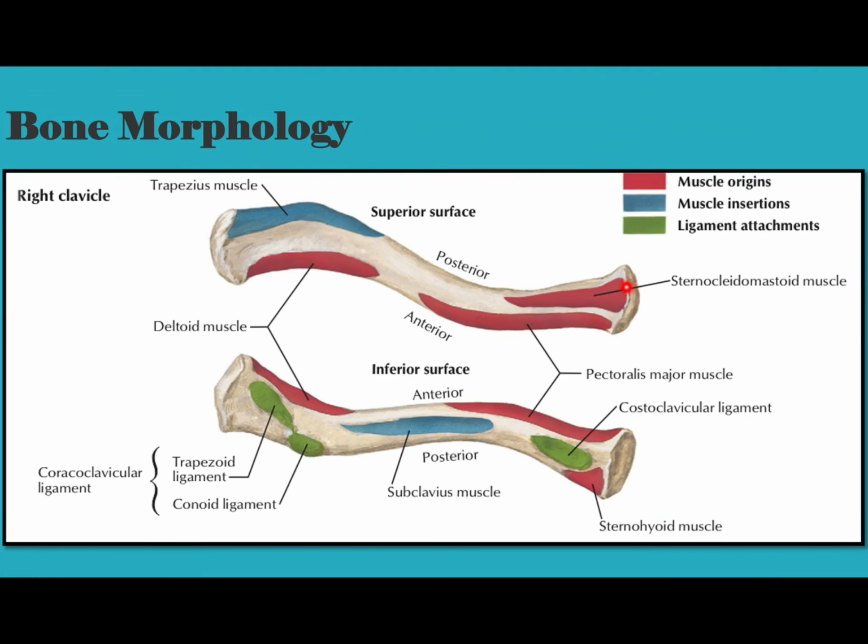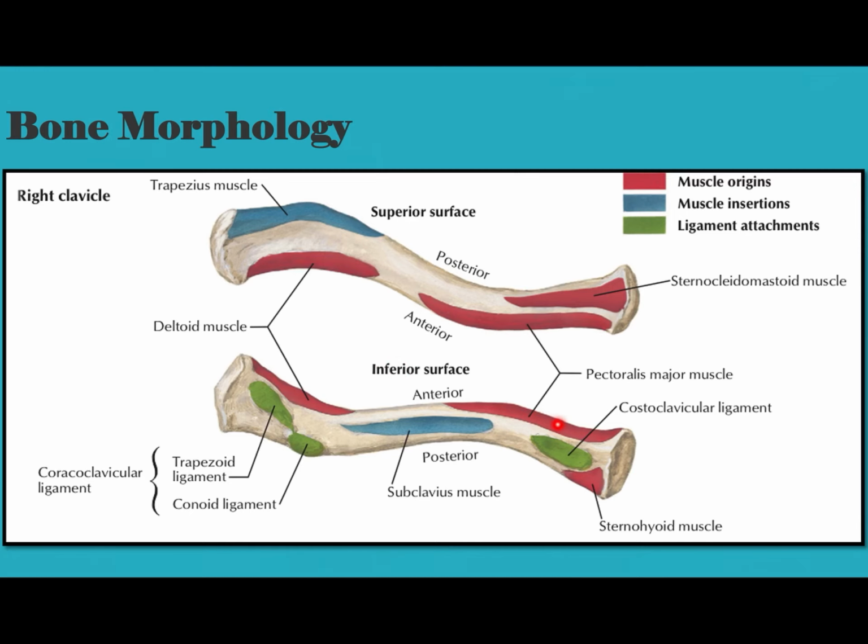Now this is the same orientation, but now we have some colors as attachments. On the superior surface, medial end, posteriorly we have attachment for the sternocleidomastoid, and anteriorly the pectoralis major. If you trace it laterally, posteriorly we have attachment to the trapezius muscle and anteriorly to the deltoid muscle.